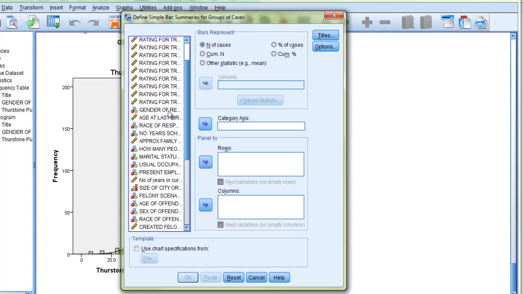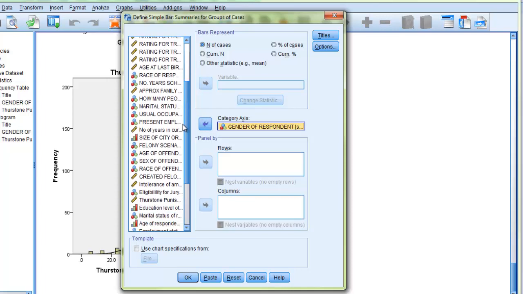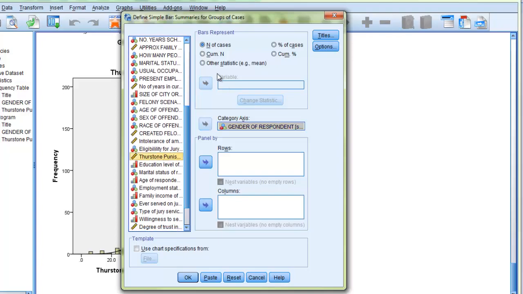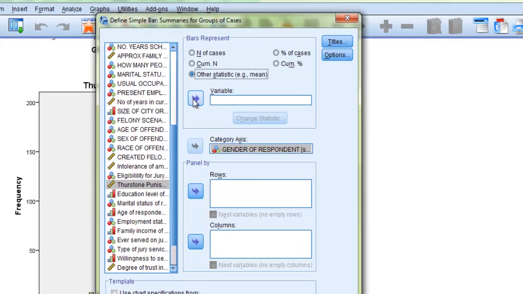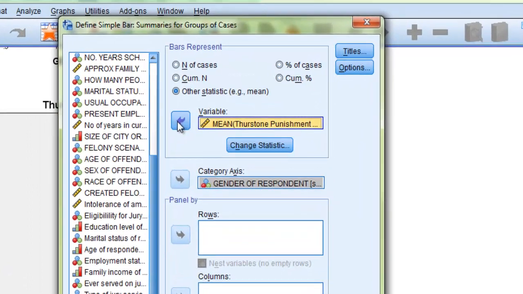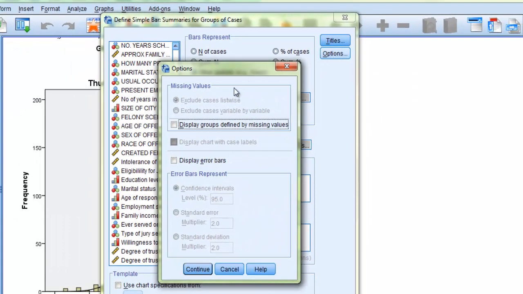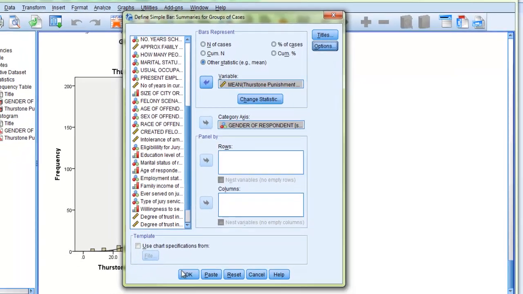I'm going to first search for my gender. I'm going to make that my category axis, so I'm going to have a bar for each category of gender, which is only 2 bars. And then I'm going to choose Thurstone punishment, and I want to move it here, so I want to choose other statistic, then I can move it here. I'm just going to choose the mean, and that's what I want. This time I'm going to go to options, and I want to display error bars, and I want standard error multiplier 2.0. So I want to see the 2 standard error higher and lower boundaries for each category. So I'm going to click continue and click OK.